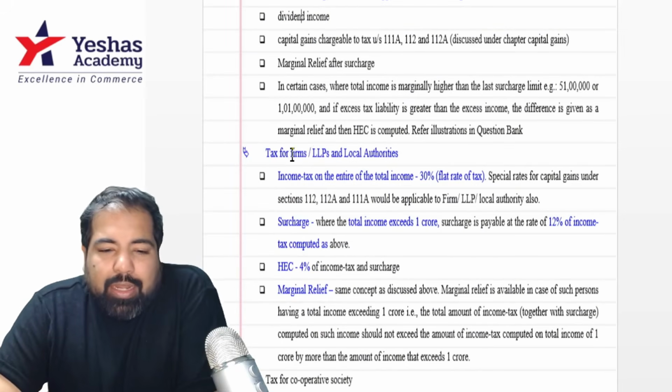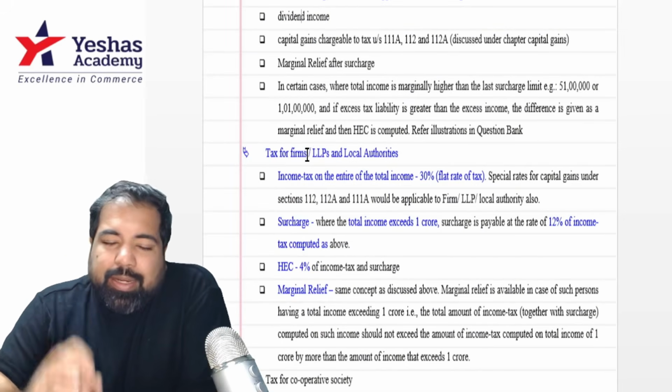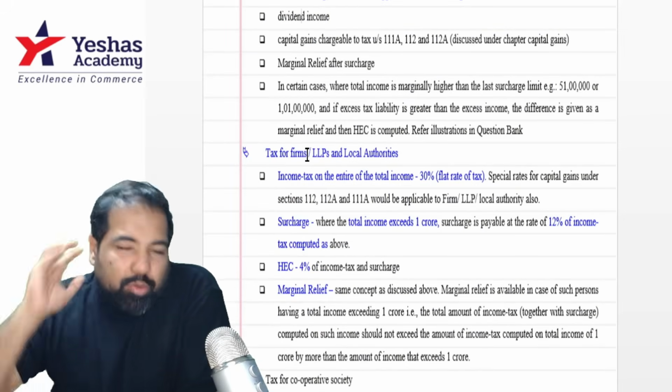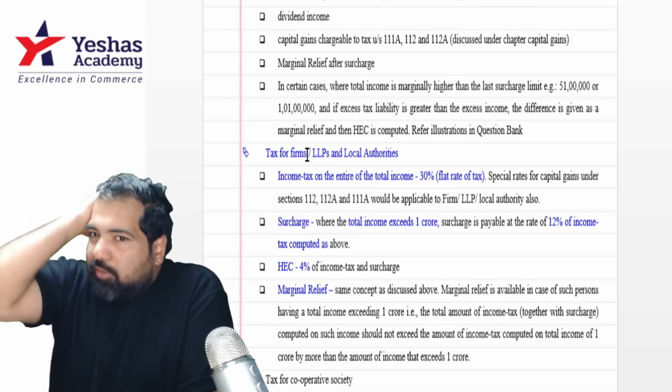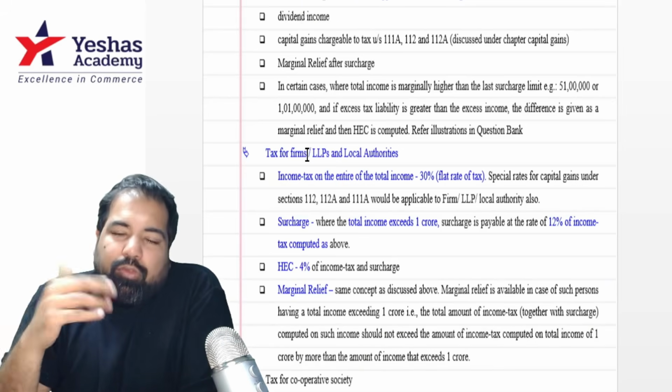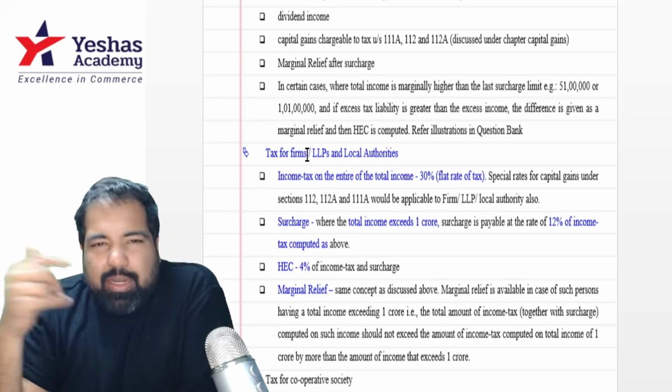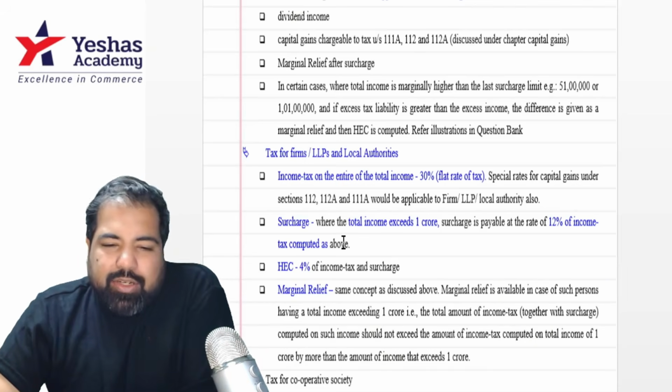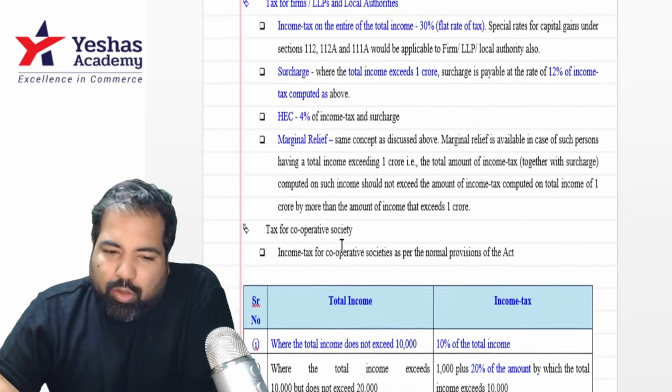Next, tax for partnership firms. Partnership firms pay tax at 30%, or LLPs also and local authorities also, tax at 30% flat. And if you are earning more than 1 crore rupees, then there is a surcharge of 12%, simple, and HEC is 4%. Very, very simple tax rates for firms, LLPs and local authorities.